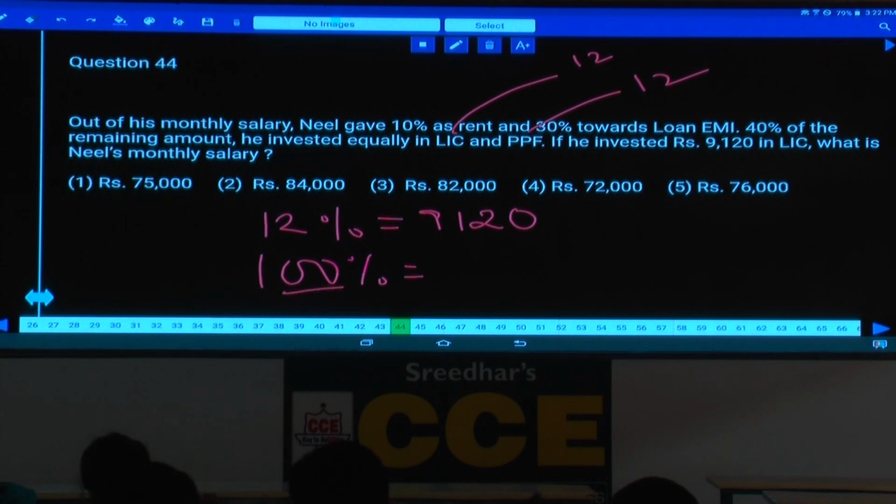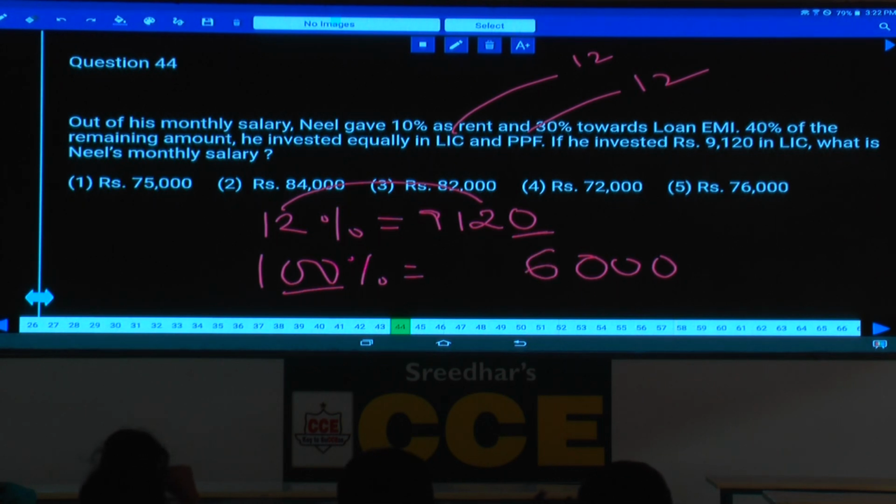100 has 2 zeros. Here also you have 1 zero. 12 into which number ends with 2? Either 1 or 6. 12 into 1 ends with 1. Is there any option which is ending with 1000? No. 12 into 6 ends with 6000. Is there any option which is ending with 6000? Yes. Number of zeros and last digit verification.